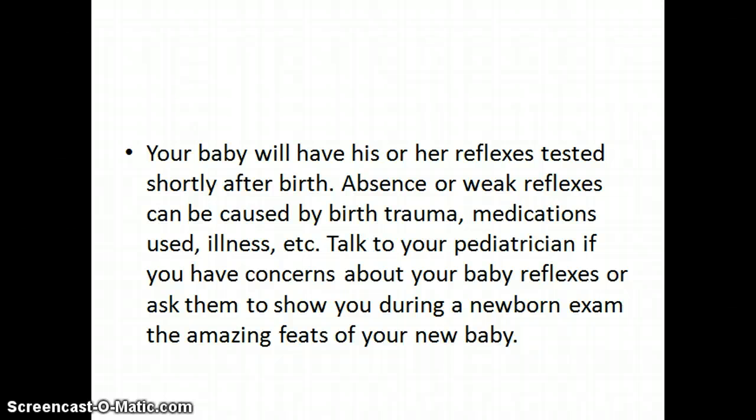I just found this little information. It says your baby will have his or her reflexes tested shortly after birth. Absent or weak reflexes can be caused by birth trauma, medications used, illness, etc. Talk to your pediatrician if you have concerns about your baby's reflexes, or ask them to show you during a newborn exam the amazing feats of your new baby.